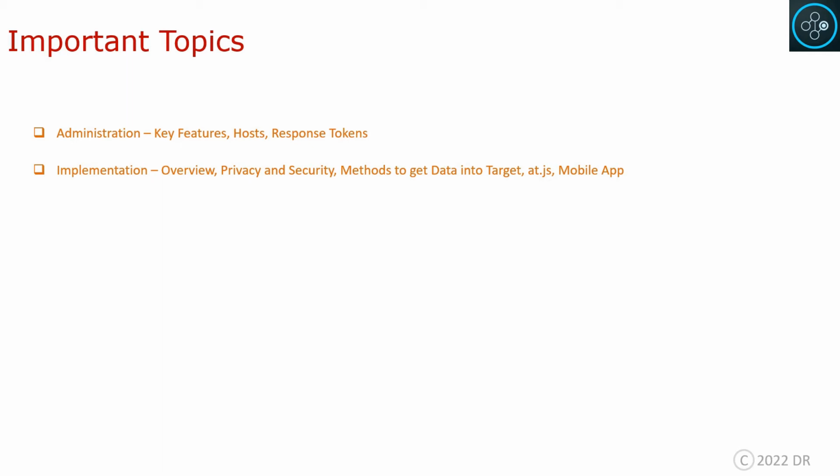Next is privacy and security, right? You can get 1 to 2 questions on this topic. The next topic is methods to get data into Target, a very important topic, right? Next is at.js. With at.js, you will get a lot of questions, like at.js cookies, session ID, PC ID, right? You will get some questions around these cookies, whether they are first party or third party, something around this, right? You should know all these things. You should know the benefits of at.js 2.x over the previous versions, right?